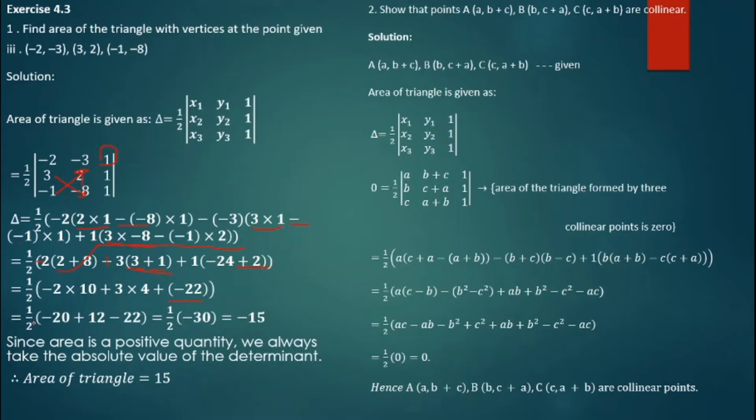Next, half into (minus 20 plus 12 minus 22). So when we solve, what do we get? Minus 20 minus 22 is minus 42, plus 12 is minus 30. So half into minus 30 is minus 15. Since area is a positive quantity, according to the property, we always take the absolute value of the determinant. So the absolute value of the determinant is 15 square units.